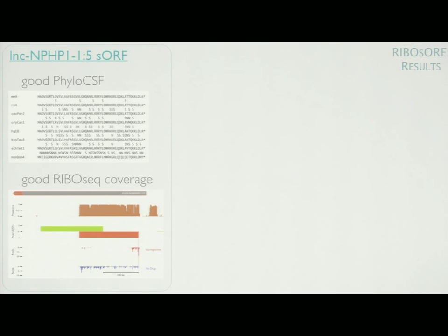This is an example in a long non-coding RNA, a small open reading frame. You see that the conservation is quite good. You have multiple mammalian sequences there. It also has nice ribosome profiling coverage. You see that in the lower two tracks. The upper one is the red signal, pointing towards a very good translation start site signal. And the blue track gives you a signal all over the coding sequence of your small open reading frame.